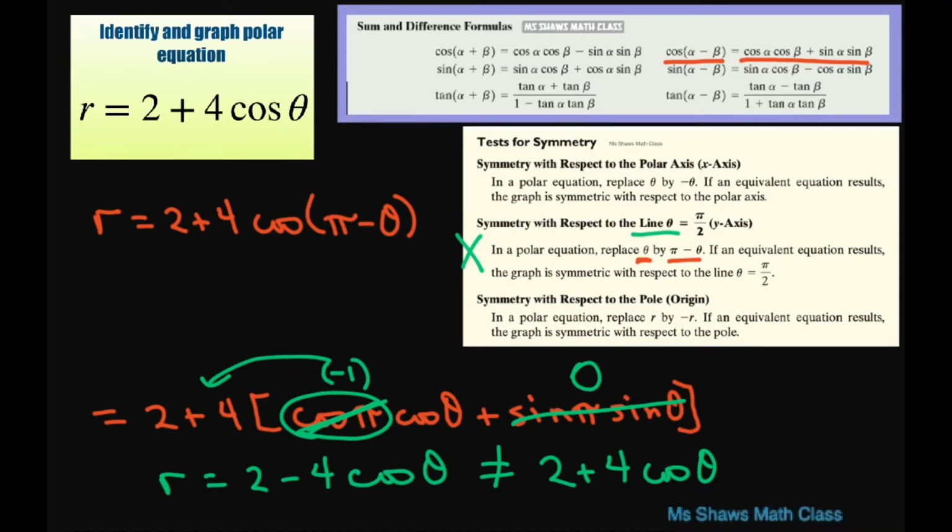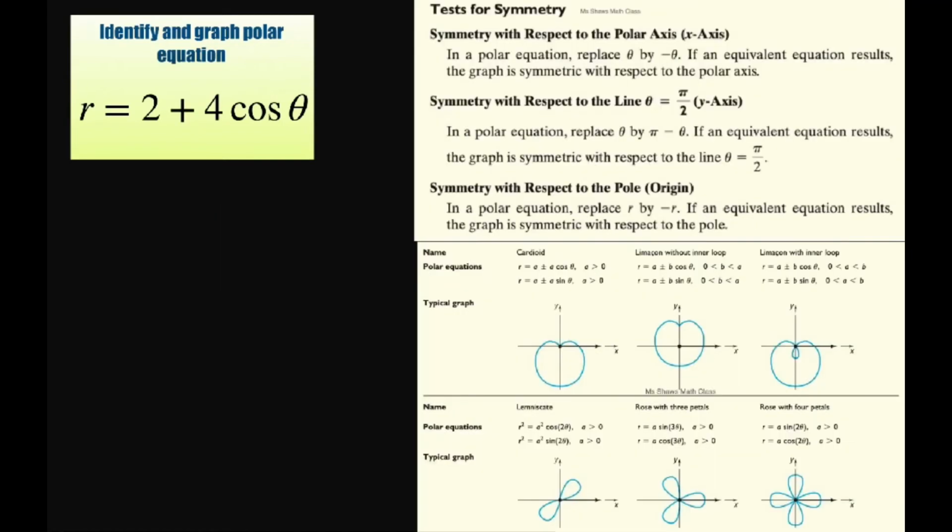The last test is testing to see if it's symmetric to the pole. This is going to substitute r with negative r. And this fails because it doesn't look the same. The only time this test is going to pass is if you have an r squared here.